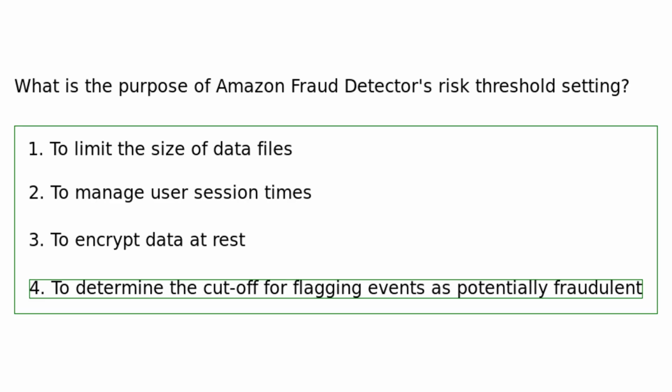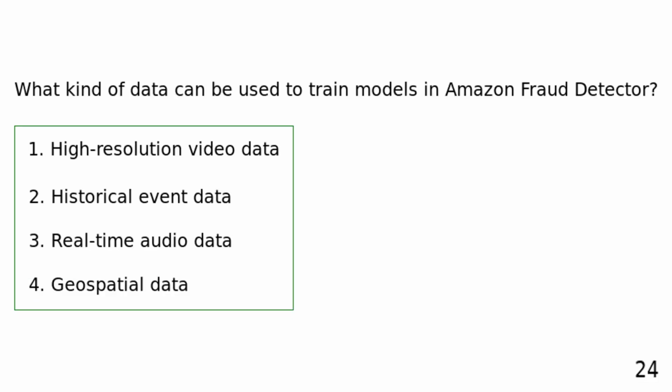as potentially fraudulent. What kind of data can be used to train models in Amazon Fraud Detector? High-resolution video data. Historical event data. Real-time audio data. Geospatial data.